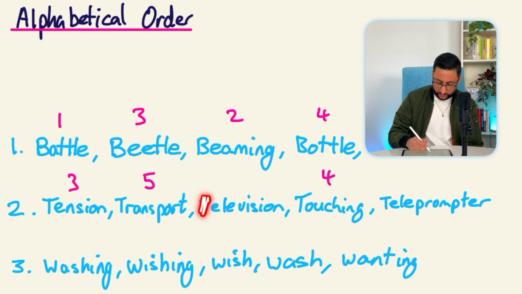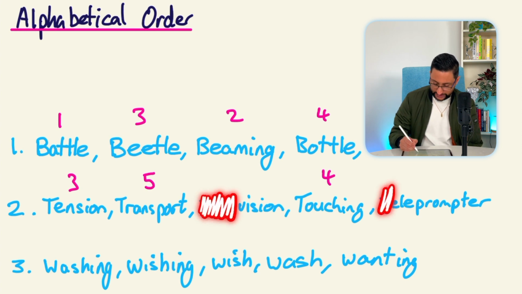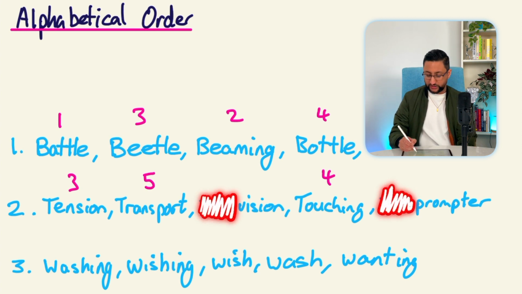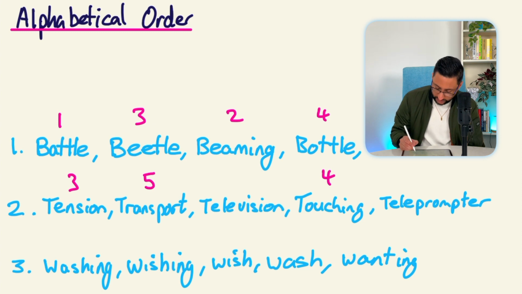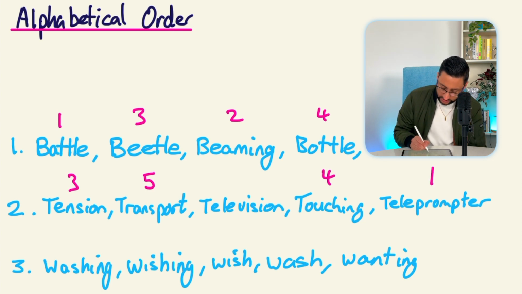So as the first 4 letters are the same, we're going to be looking at letter 5. Letter 5 in teleprompter is P. Letter 5 in television is V. P comes before V. The teleprompter is first. Television is second.